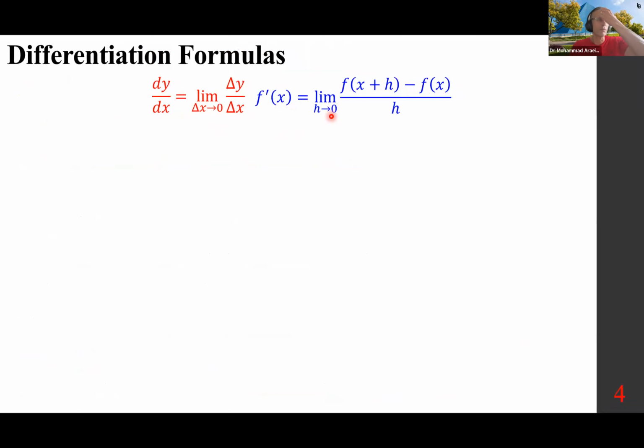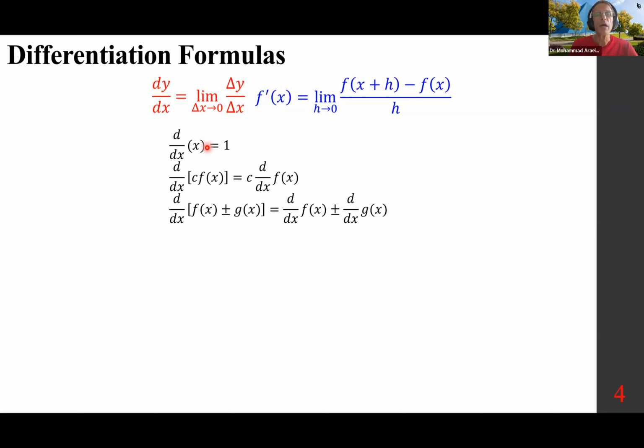It's important to know, prior to the sections we're going to cover, we had to use definitions. Now, you can go to the PowerPoints, you see the proofs for this. So the derivative of x is 1. The derivative of c times f of x, where c is a constant, c can come out. The derivative of a sum is the sum of the derivatives. The derivative of the difference is the difference of the derivatives.